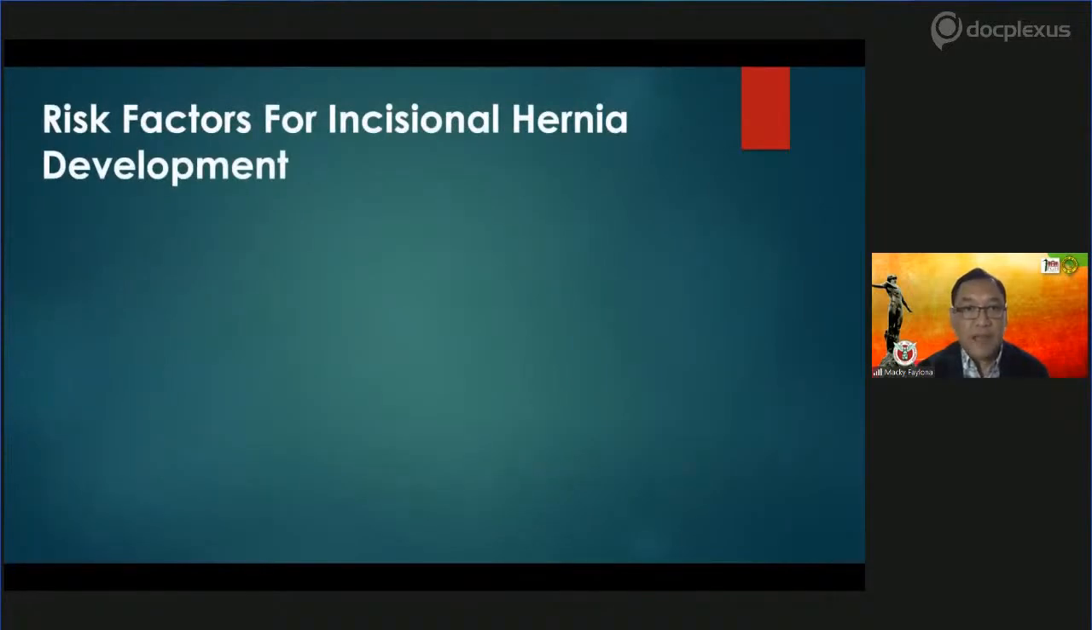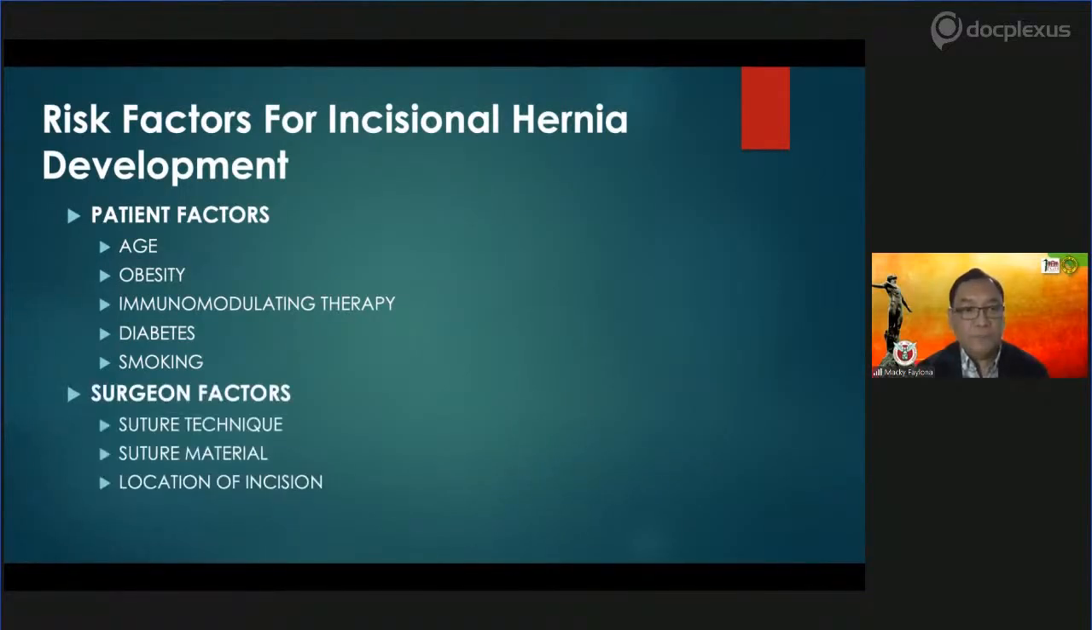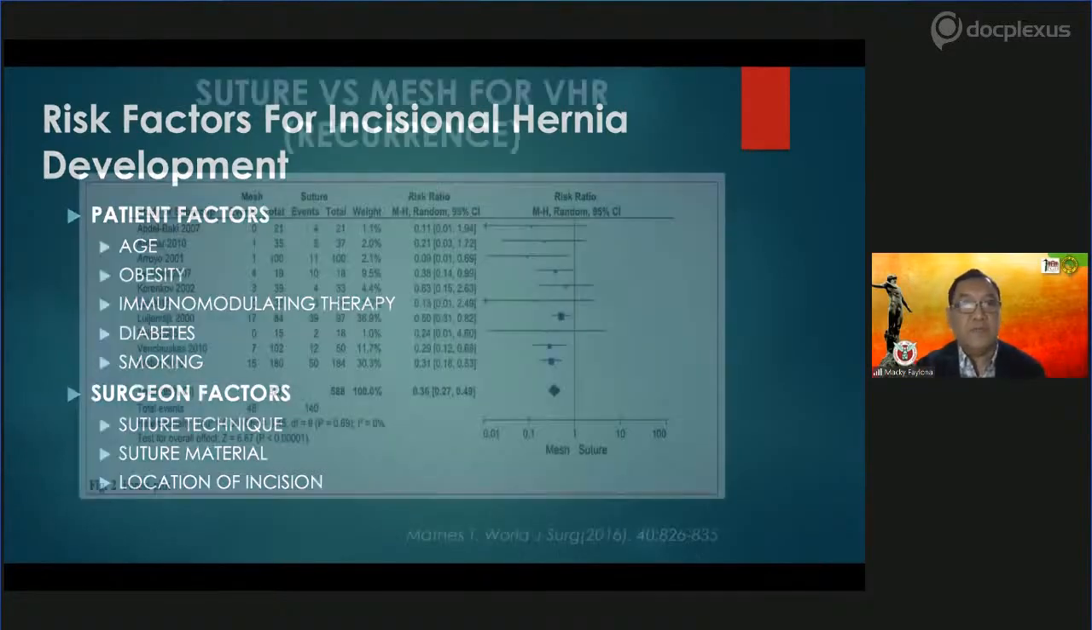There are risk factors for the development of incisional hernias, and they can be divided into patient factors and surgeon factors. For the patient, if you're dealing with an elderly patient, an obese patient, patients on immunomodulating drugs, diabetics, and smokers, then they are at risk for the development of incisional hernia. For the surgeon's factors, the suturing technique matters, the material he decides to use, as well as the location of the incision.